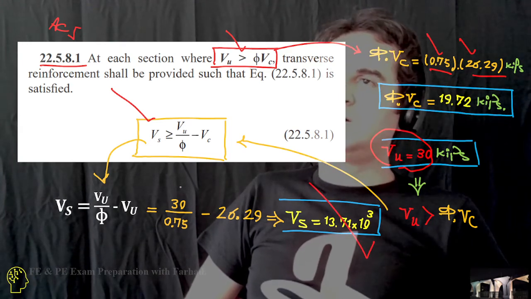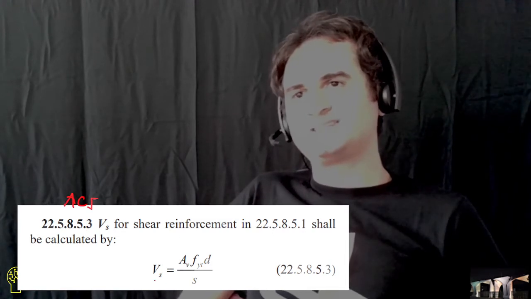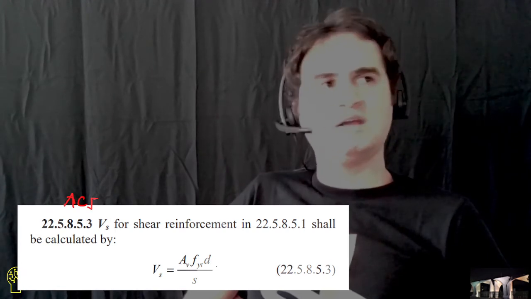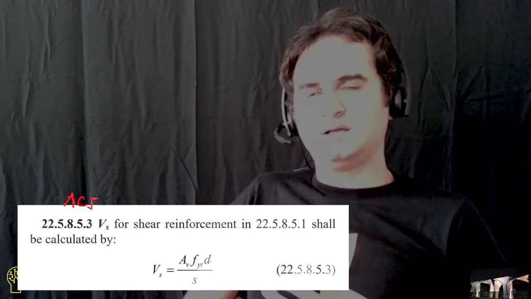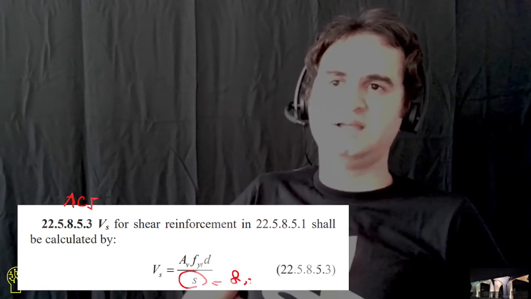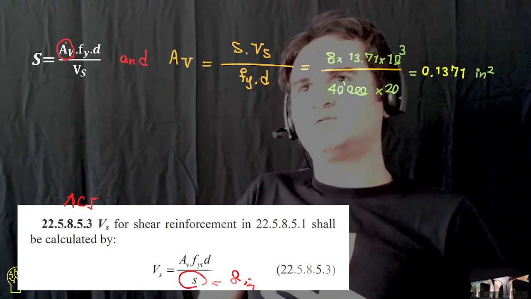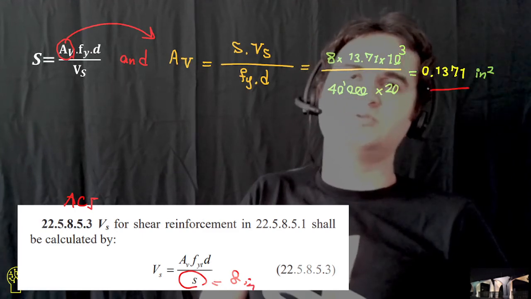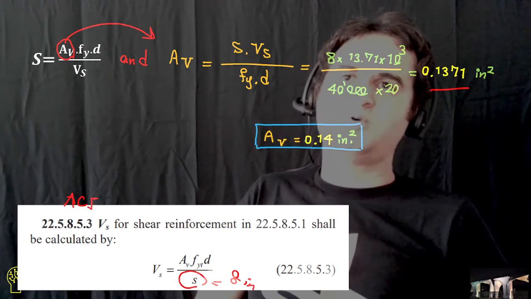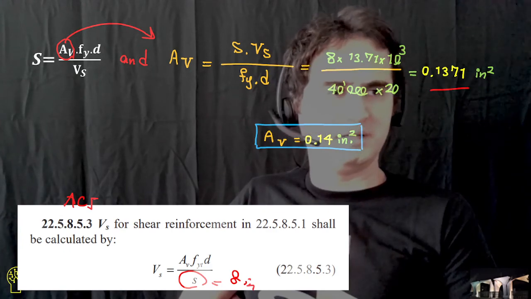And it says in the next section that Vs is also the area of stirrups times fy times the effective depth over the spacing, which is provided in our case as 8 inches in the problem statement. If you replace this in the equation, it gives you Av equal to this amount, which is almost 0.14 square inches. Thank you. We'll solve more problems in the next videos. Thank you.